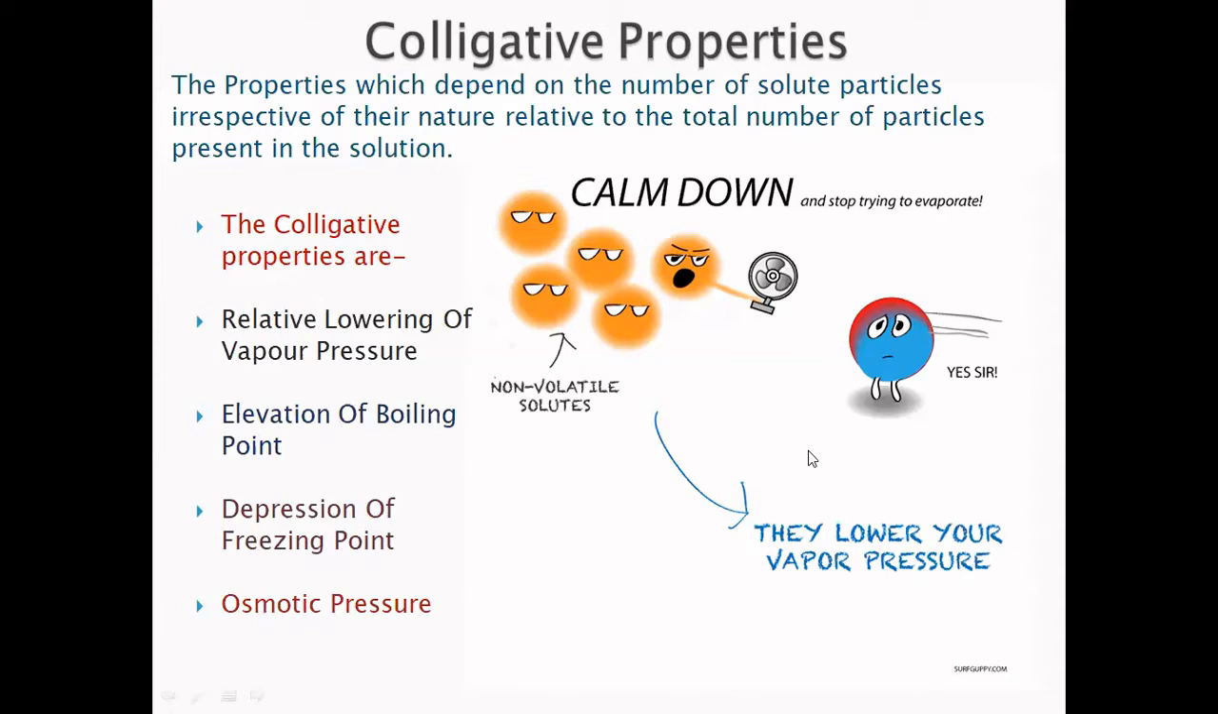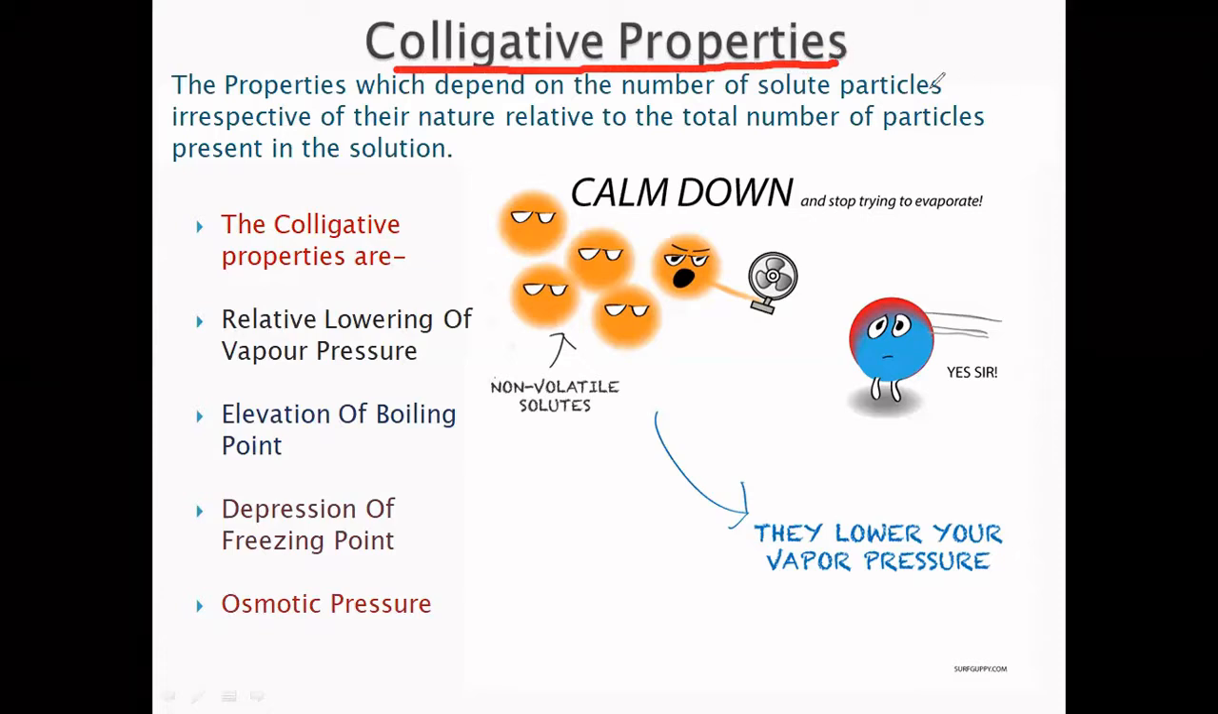The chapter which we are studying today is solution. The topic which we have to see is colligative properties. That's right. We are going to study colligative properties. What these properties are, let us understand. The properties of the solutions which depend on the number of solute particles irrespective of their nature will be called colligative properties. Colligative properties are those properties of the solutions which depend only on the number of particles present in the solution, irrespective of the nature of the solute particles.